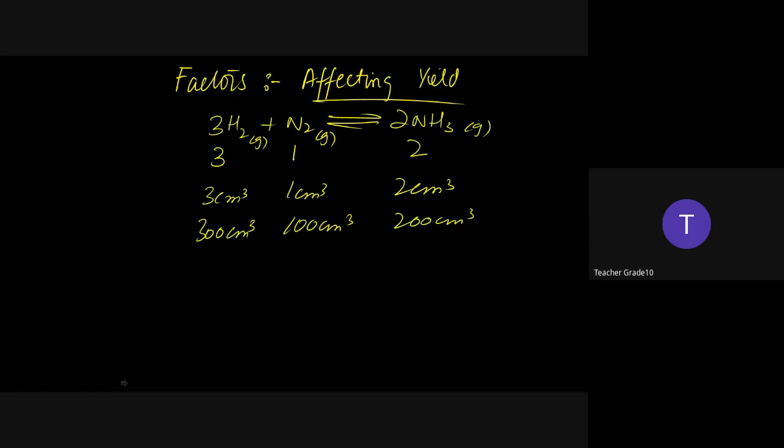It means that if we react 300 cm³ hydrogen with 100 cm³ nitrogen, it should produce 200 cm³ ammonia. But what happened at the end? We will see that only 100 cm³ of ammonia is produced. Why did this happen? Because we know that it is a reversible reaction. So at dynamic equilibrium, 50% will be reactant and 50% will be product. That is why the yield is 50%.